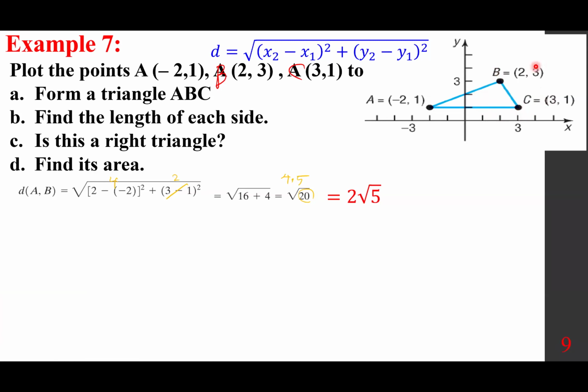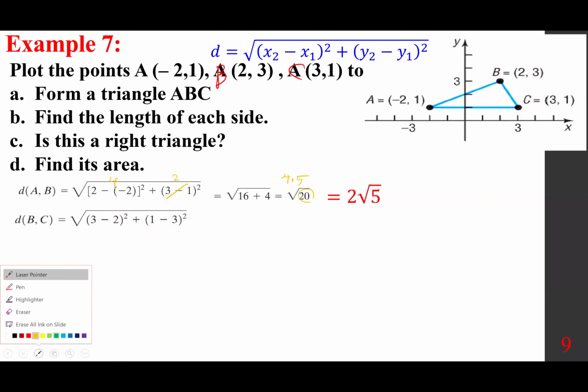Plus, whether I say 3 minus 1 or 1 minus 3 makes no difference. I'm going to square it, but I'm going to keep it consistent. If I say 3 minus 2, then I'm going to say 1 minus 3. 3 minus 2, that means 1, square it. 1 minus 3, that means -2, square it. So this is 1, this is -2.